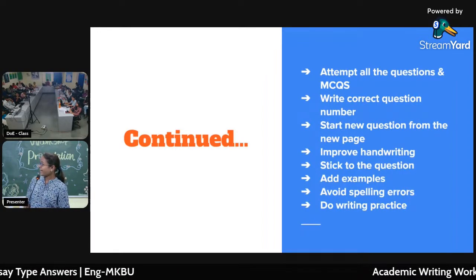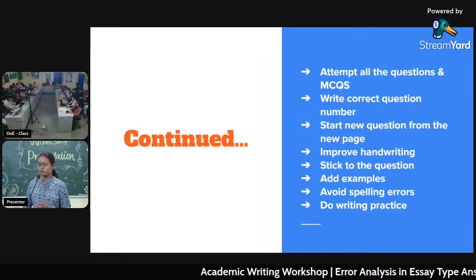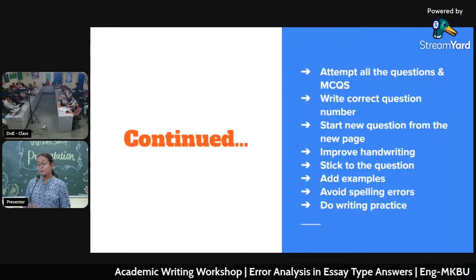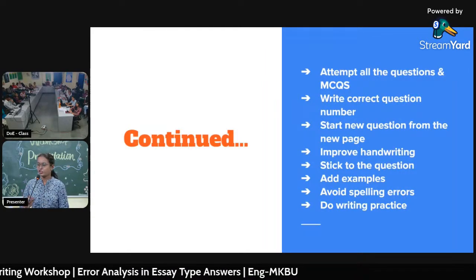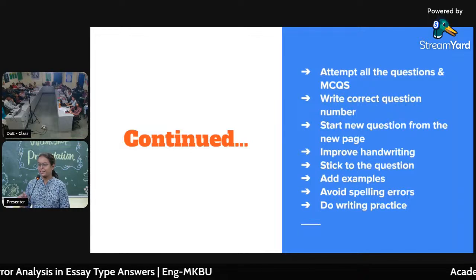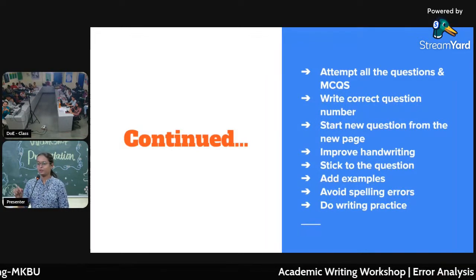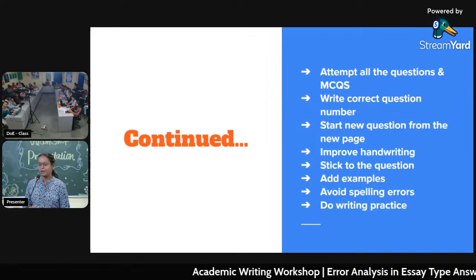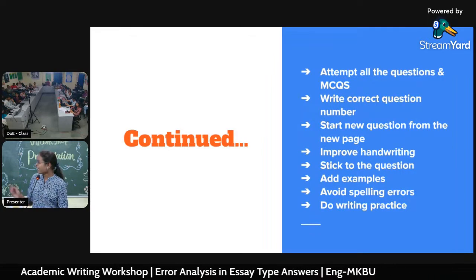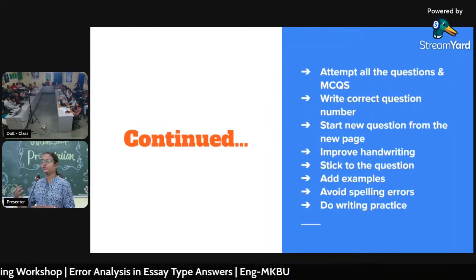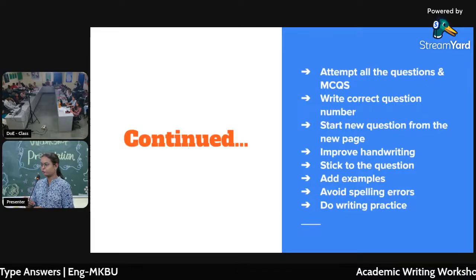Then write the correct question number. No need to write the full question, because you have to manage time in the exam, but try to write the proper, correct number. For example, if you are writing question 1A, then you have to write question 1A. If you just write question number 1, then which question are we to understand? So focus more on that point. Then start new questions on a new page. These are minor things, but very important to remember.